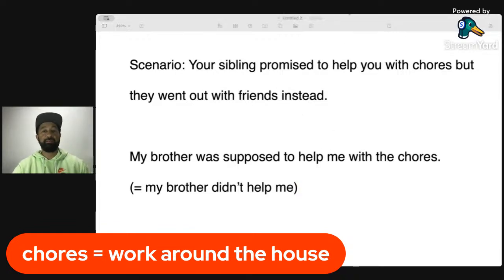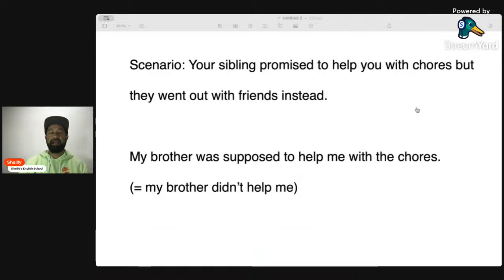All right, so remember, whenever we're talking about be supposed to, the actual fact is the opposite. This means that the plan didn't happen. For example, if I said to you, I was supposed to go to Italy last weekend, that means I didn't go. I had a plan, but the plan didn't happen. That's the most common way to use be supposed to.